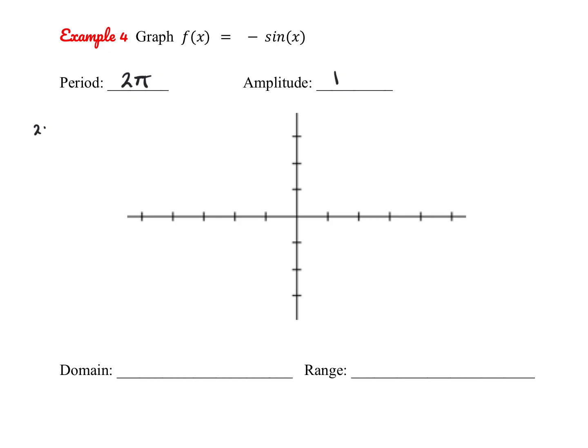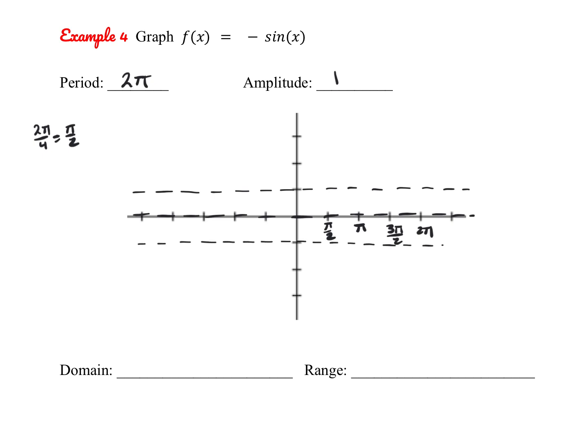I'm going to take my period, divide it into 4 pieces to help me scale my graph. Here's my midline. And then I go up 1 to find my max and down 1 to find my min. So sine is still going to start at the midline, but we need to figure out what do we do when we have a negative.